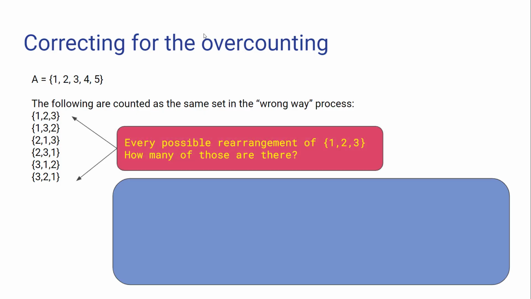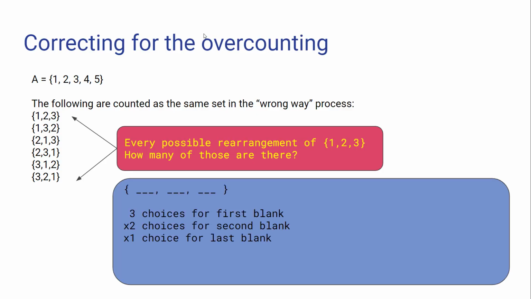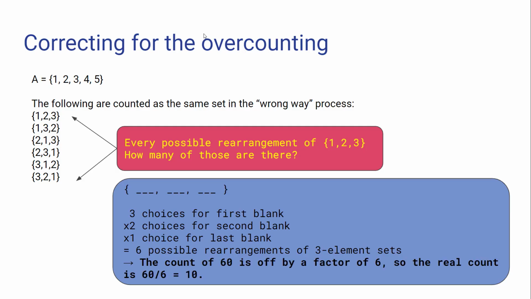We could do it this way. Start with a blank 3-element set. There are 3 choices for the first blank, 2 for the second, and 1 for the third. Since that's a sequence of choices, we can multiply the possibilities and see that there are 6 possible rearrangements of elements in any 3-element set. So that count of 60 is off by a factor of 6, since every time a 3-element subset of 1, 2, 3, 4, 5 is chosen in this way, the wrong way method counts it 6 times. So we can actually redeem the wrong way method by taking that outcome of 60 and dividing by 6. And when we do, that's the 10 that we counted just by enumeration.